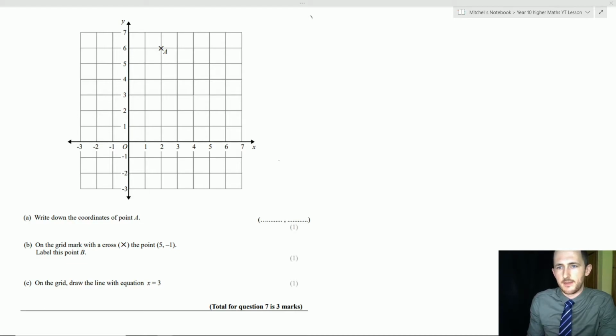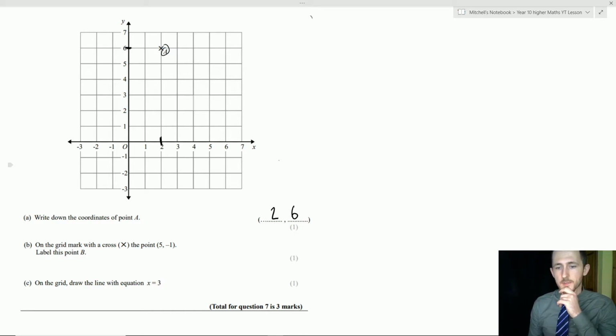So again, this is my point A. I look where it matches on the x-axis, and I can see that that's along here. I look where this matches on the y-axis, it's here. So I write the x number first, so that's 2. Write the y number second, that's 6. That's all you have to do.